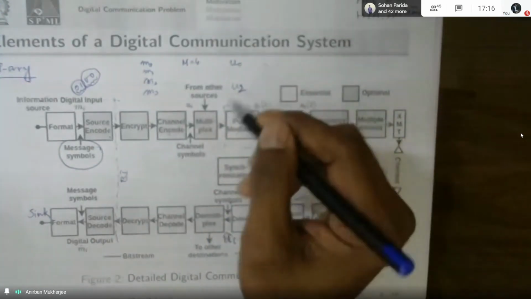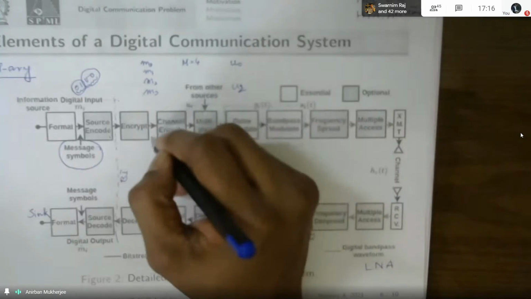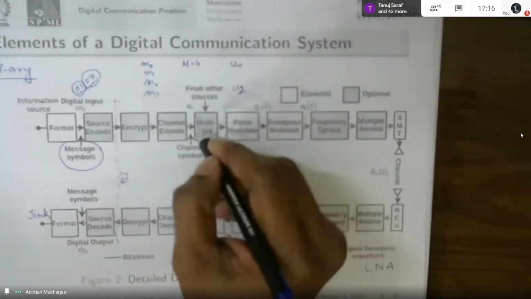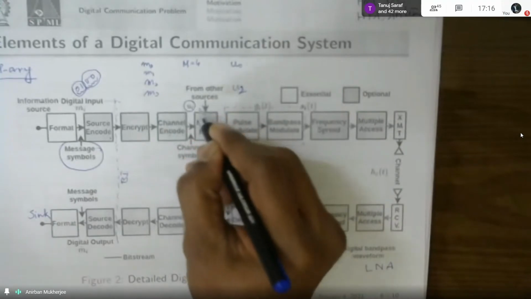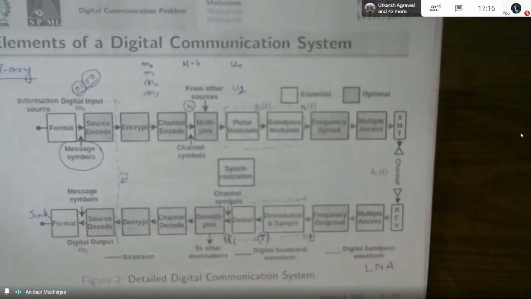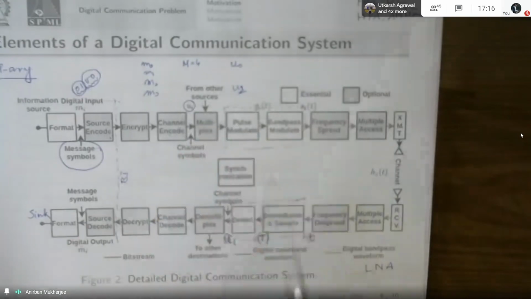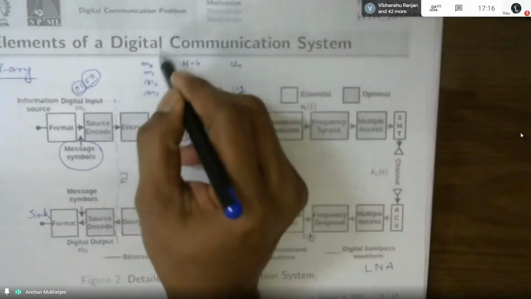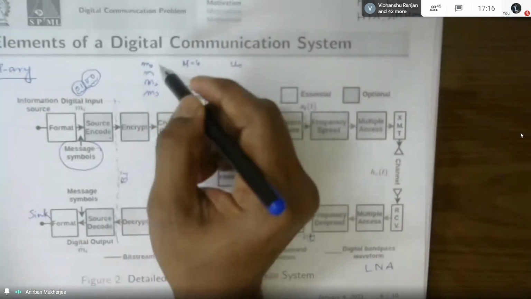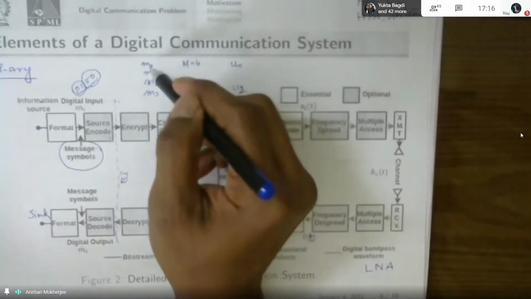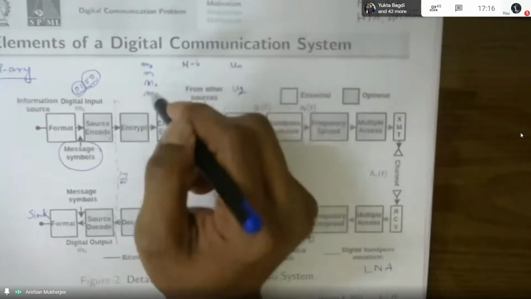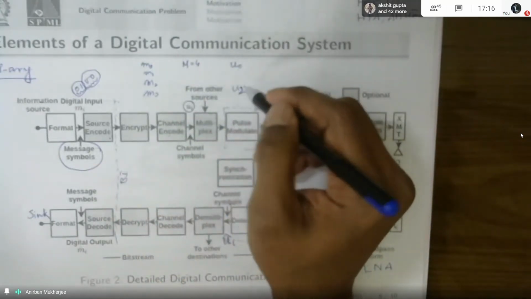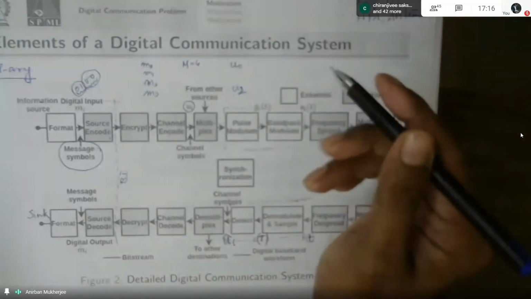I am doing some sort of transformation on the symbols to get this channel symbol. Now, why do we do the channel encoding? In order to make the system much more robust, so that even if there's an error in M0, M1, M2, M3, the U0, U1, U2 are keeping some redundant information.